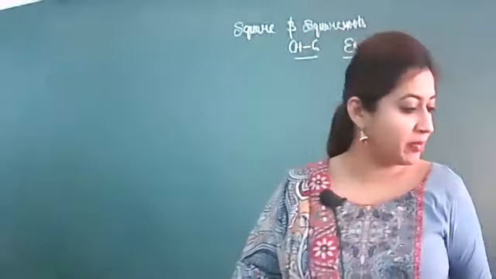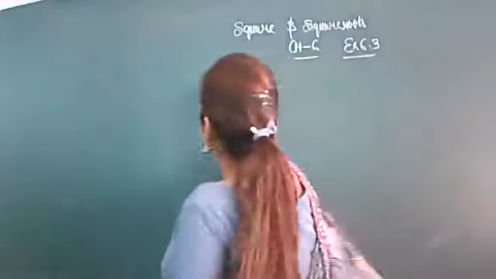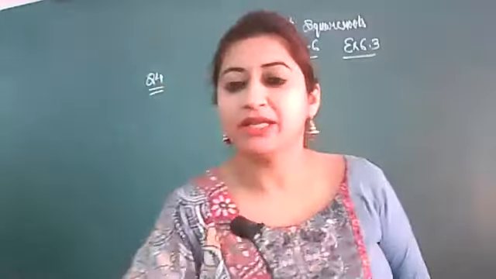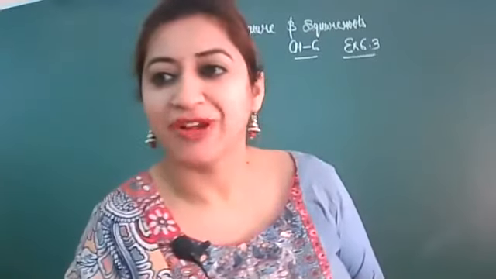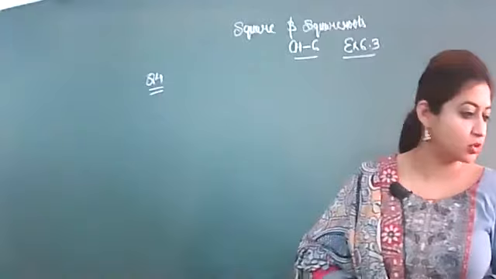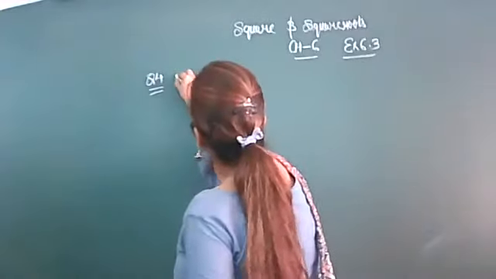Square root of the number by prime factorization method. So Exercise 6.3, question number 4 is this. You have to find whether the number is a perfect square or not by prime factorization method. So the first number is 729.